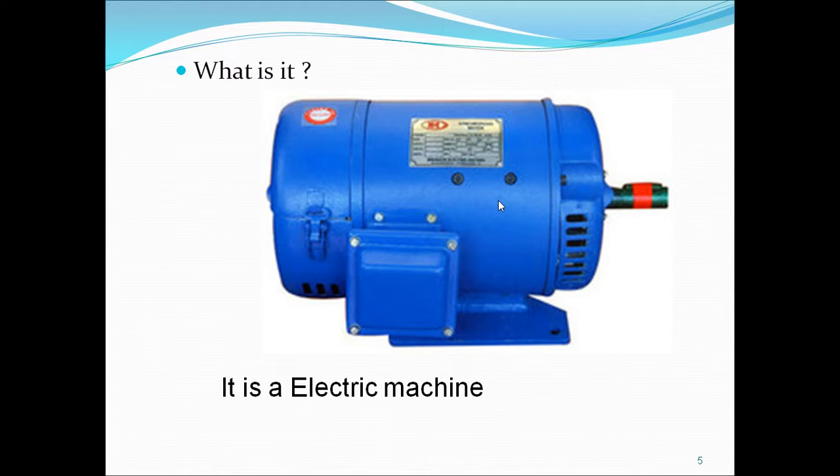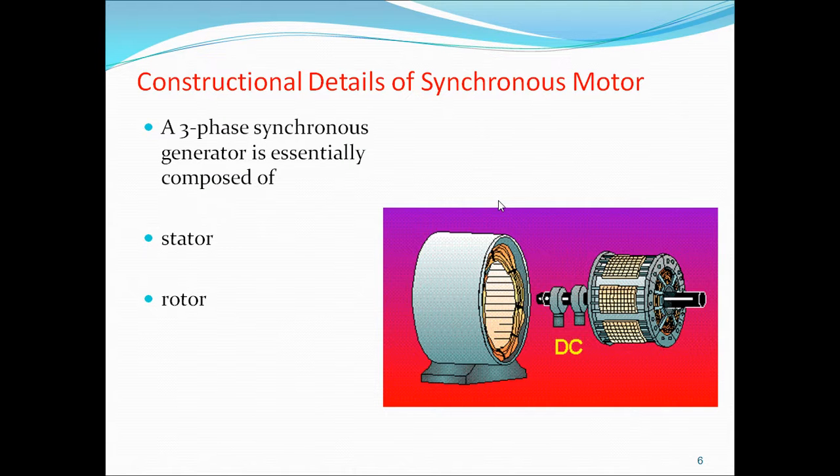So what is it? It is an electric machine, a synchronous generator or synchronous motor. It contains a stator and a rotor. By seeing this, we can say which part is rotor and which part is stator. Good, your guess is right. The frame which is kept on the ground is a stationary part. See here, this is the stator frame.